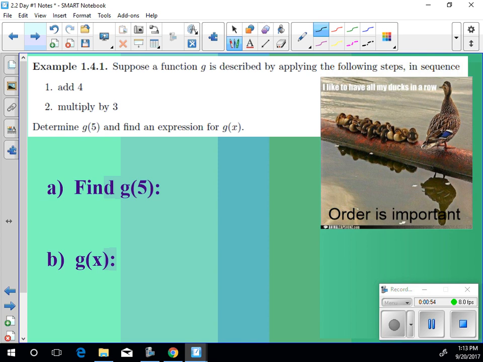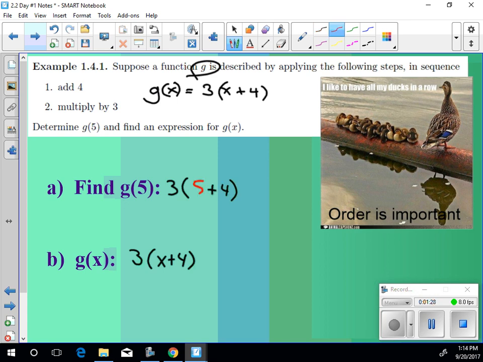I'm going to take this function g, and I'm going to add 4 to it, and then I'm going to multiply it by 3. I'm going to determine g of 5 first. So let's take this function g, and let's just say g equals x, right? And I add 4 and multiply by 3. PEMDAS is important. I add 4, I multiply by 3. That is going to be g of x. Okay, so g of x equals 3 times the quantity x plus 4. If I want g of 5, I plug 5 in for x.